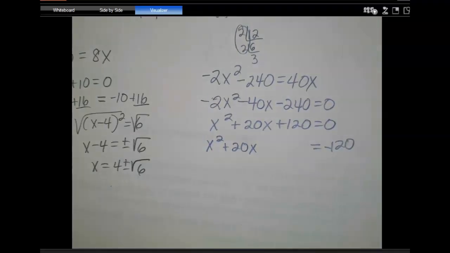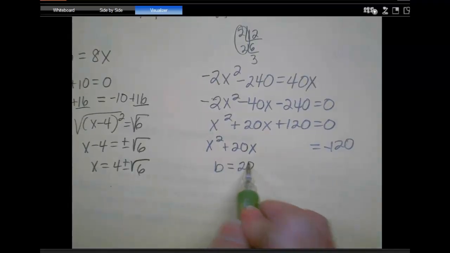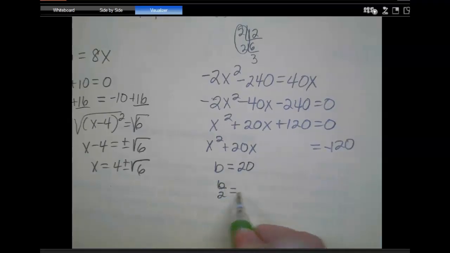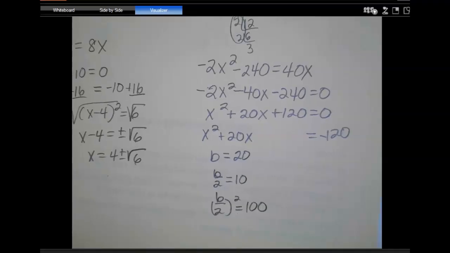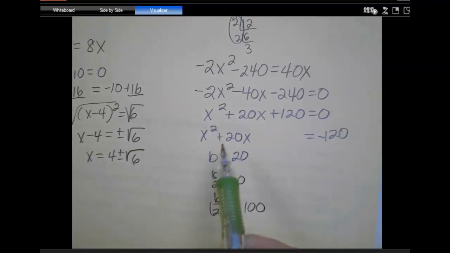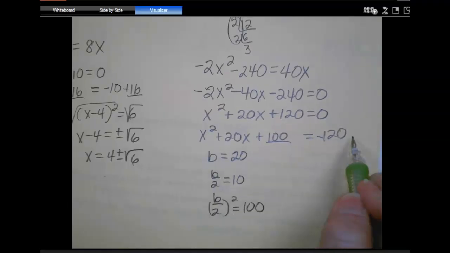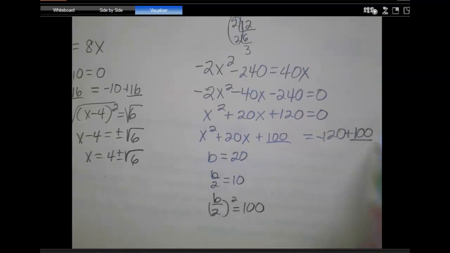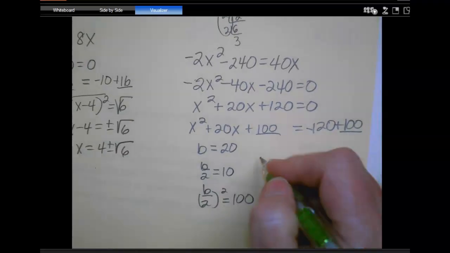So now what do I start with? B, which is 20. My b over 2 is 10. And my b over 2 squared is 100. So how do I make the left-hand side a perfect square? What do I add? But if I add 100 to this side, what do I have to do to the other side? Add 100, right? So now can I write this as a perfect square?